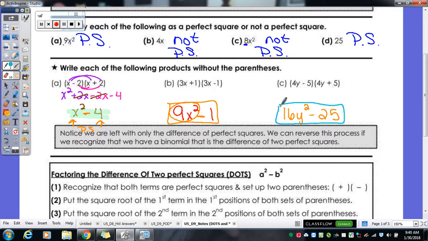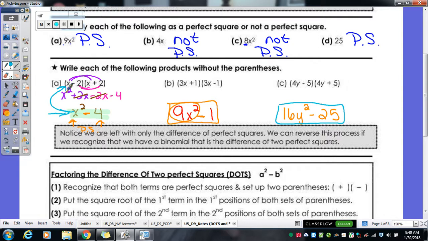So this is the setup you're going to be looking for in order to do the kind of factoring we're going to be doing today. You've got two terms. There is a subtraction sign in between them, and you have to be able to recognize when they're perfect squares versus when they're not perfect squares. So these are what we're going to be starting with, and then we're going to go up here and get the factors. That's what we're going to be working on today.